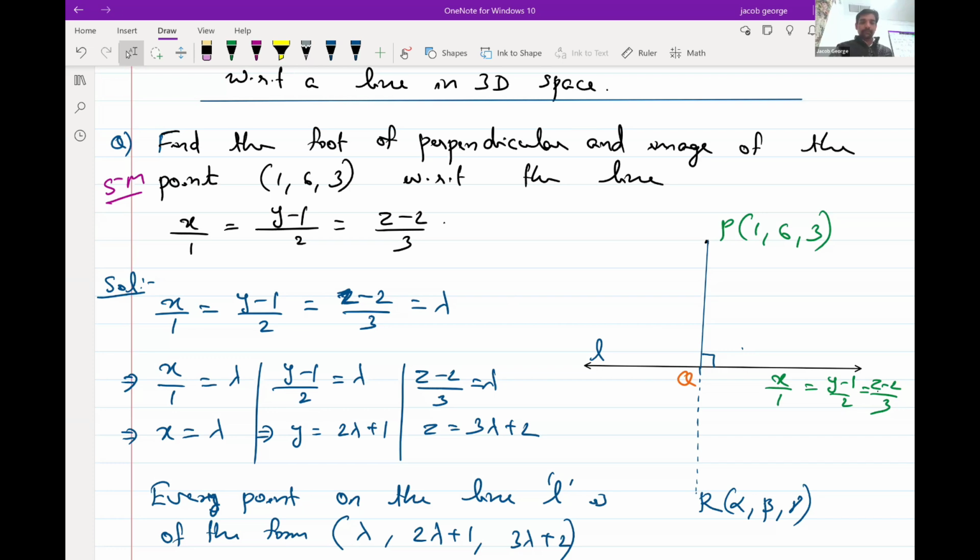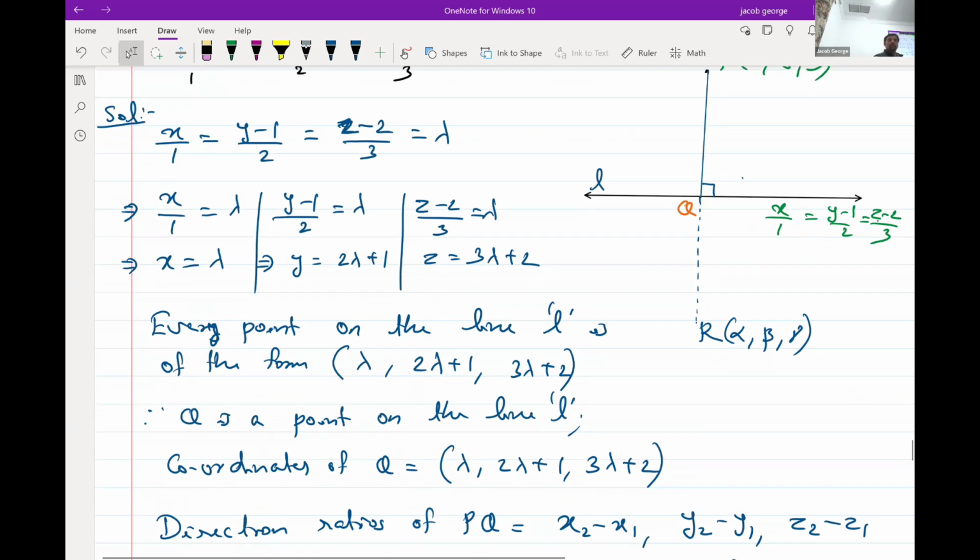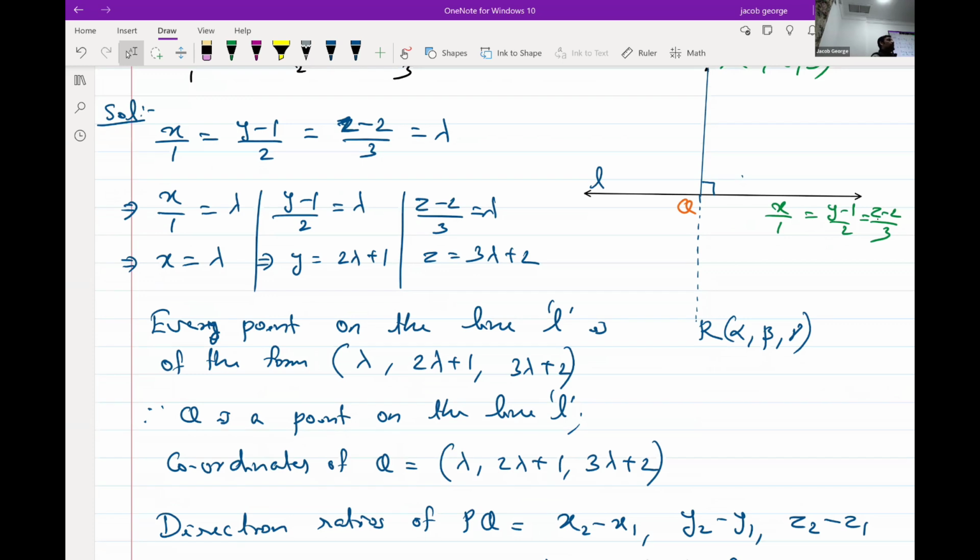Okay, 3D geometry. This is the first step: equate x, y, z to lambda. After equating, every point on L is of this form, the x, y, z form. Now Q is a point on L, so Q is also of this form: lambda, 2 lambda plus 1, 3 lambda plus 2. So the coordinates of Q are also of this form. Now we have P and we have Q. What is the next step? Write the direction ratios of PQ. Yes, you write till here.